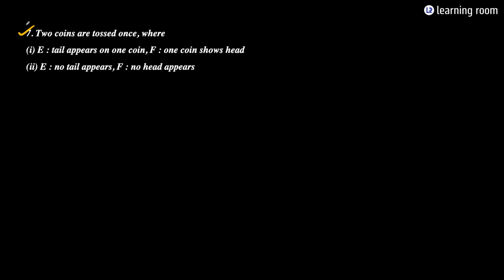Yes. So 2 coins are tossed once, where E is tail appears on one coin and F is one coin shows head. So I need to find the probability of E given F. So 2 coins are tossed. Now what are the outcomes? Head, head; head, tail; tail, head; tail, tail.